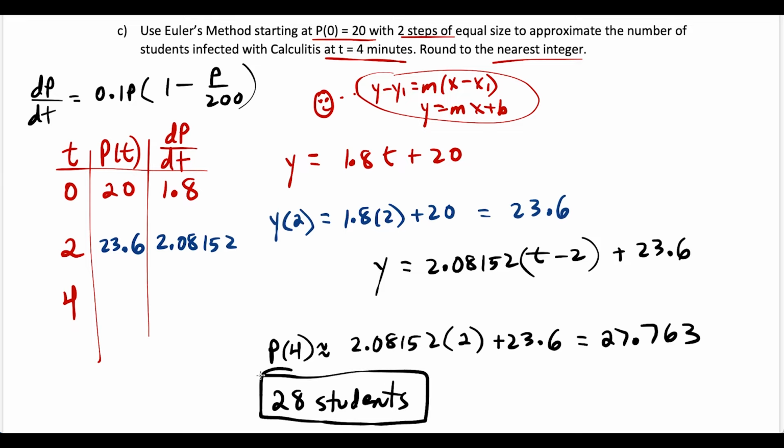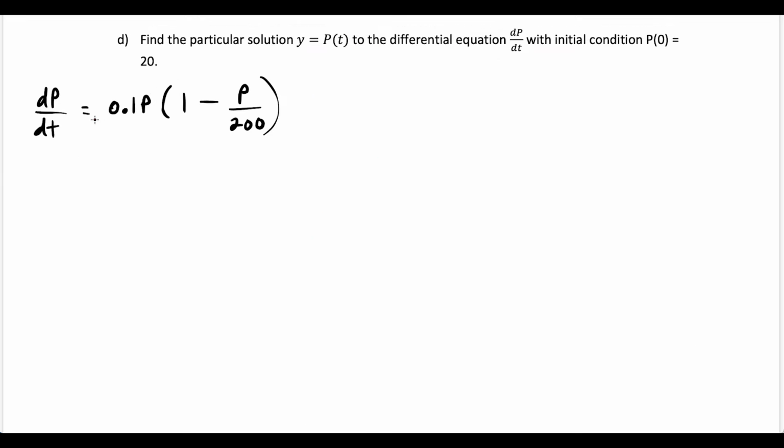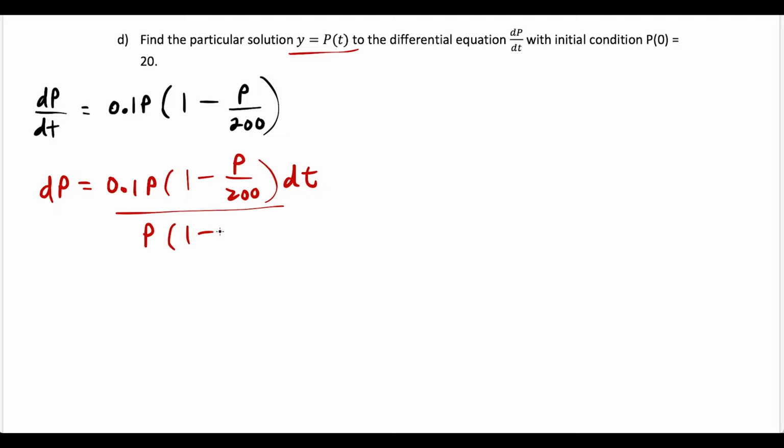This is our approximation. So for the last part here, this is the most involved. We're going to solve for the particular solution y equals p of t with the initial condition p of 0 equals 20. So for this, I would start by multiplying both sides by dt. And that's going to give us dp equals 0.1 times p, and we have 1 minus p over 200. And we're just going to tack on the dt here. And then what we could do is divide both sides by the factors p and 1 minus p over 200. So that's what we're going to divide both sides by. We have this times this going on both sides.